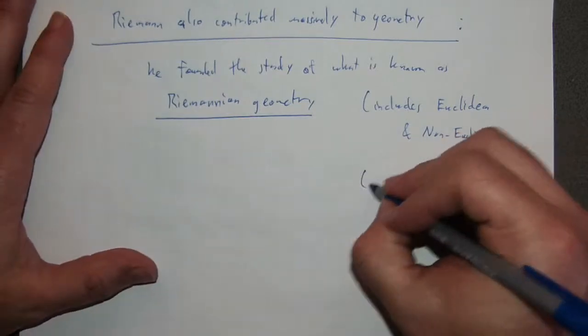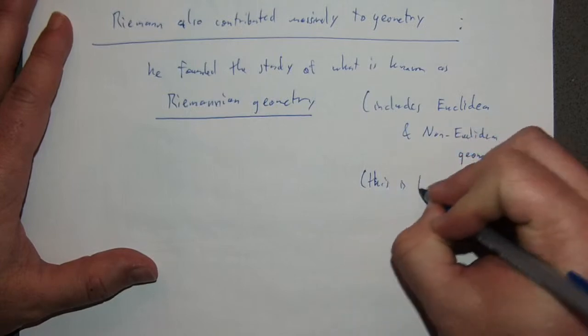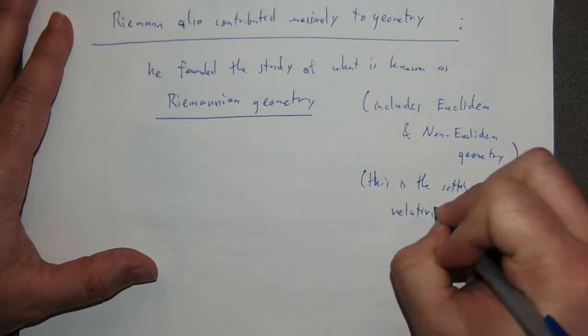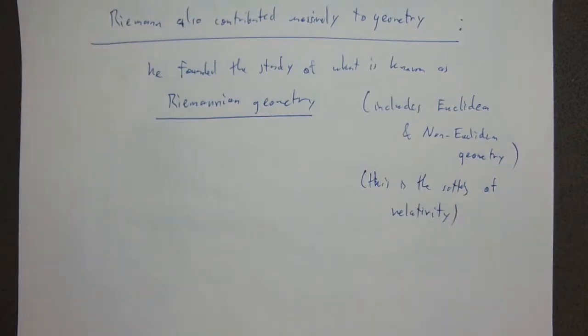So this is the setting of relativity. And I mean, it's the current, you know, cutting edge state of the art setting for modern theoretical physics and cosmology. So this is it. Riemannian geometry and versions of Riemannian geometry. So there's a slightly more general type of geometry called semi-Riemannian geometry, which is basically just a slight weakening of one of the conditions of Riemannian geometry, but very, very similar.